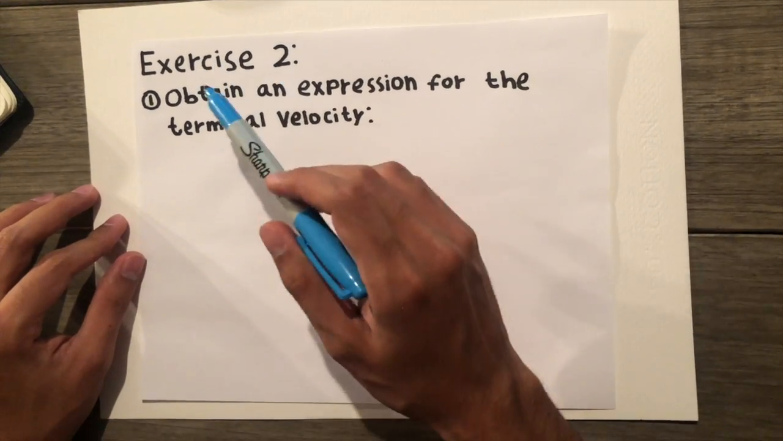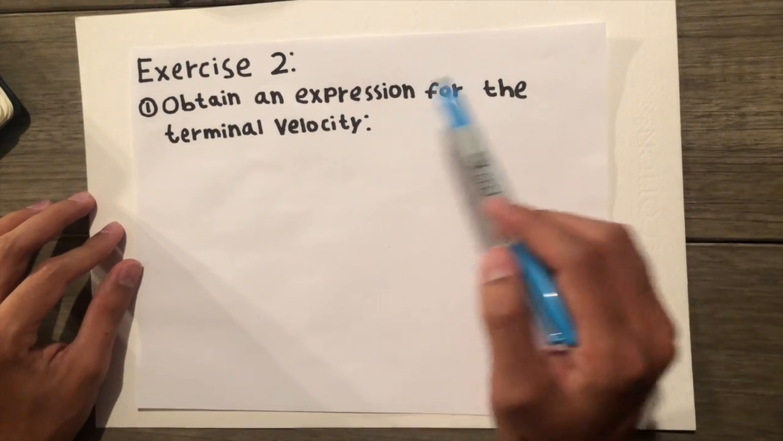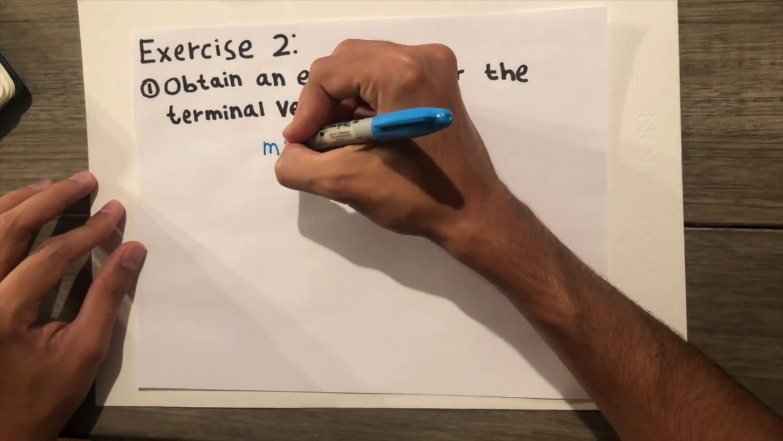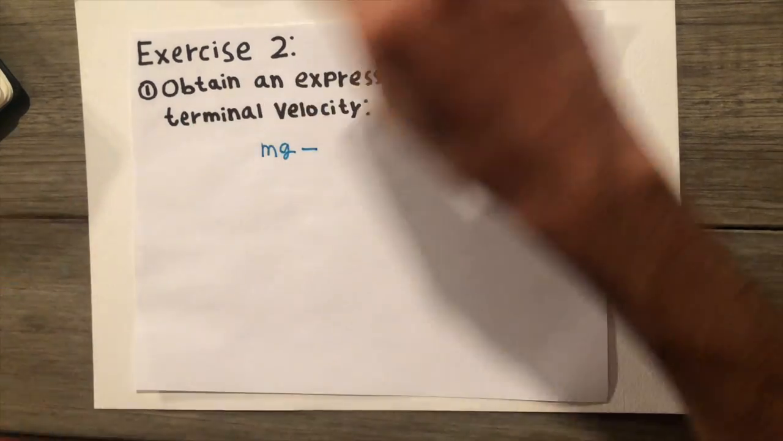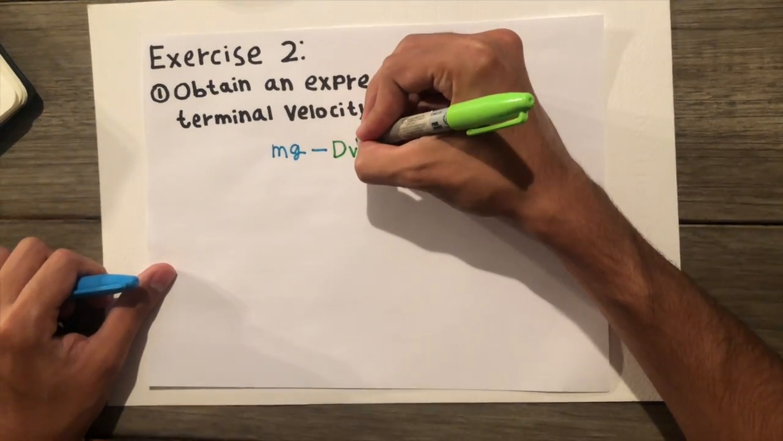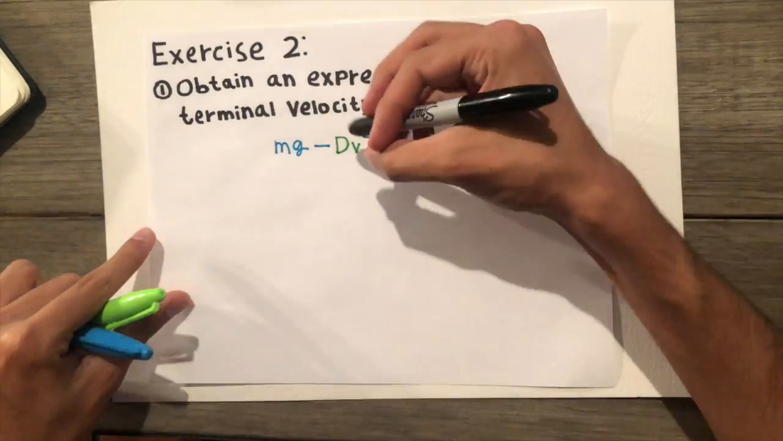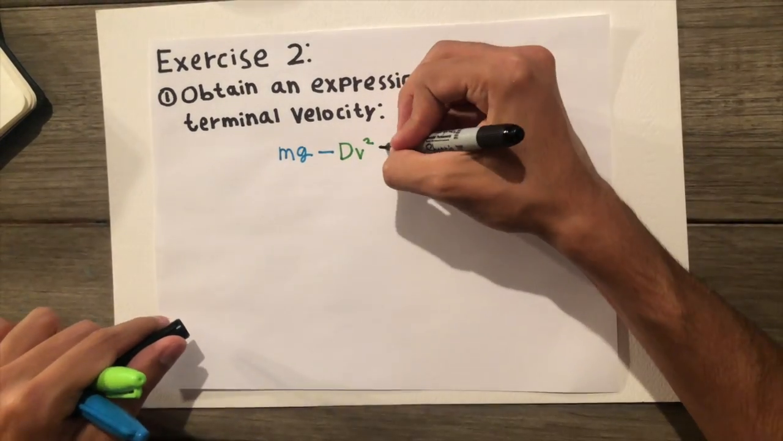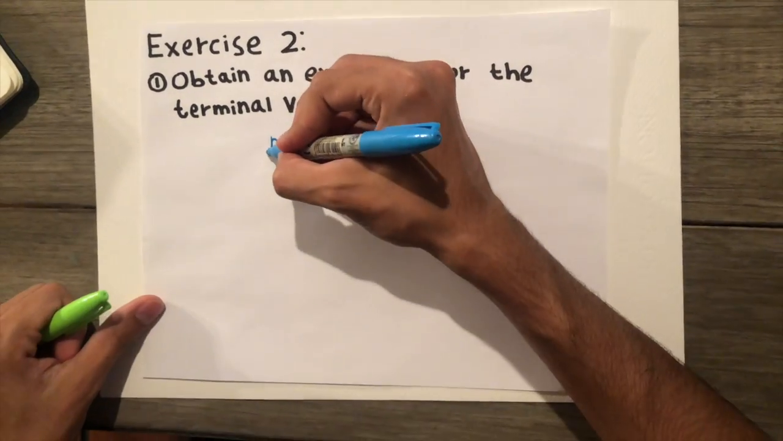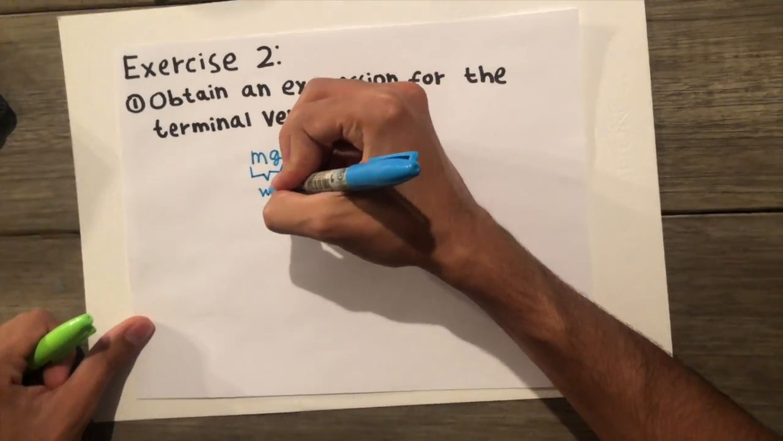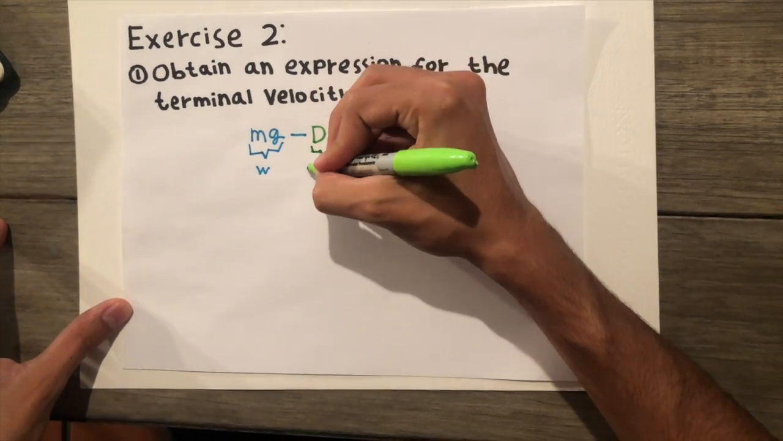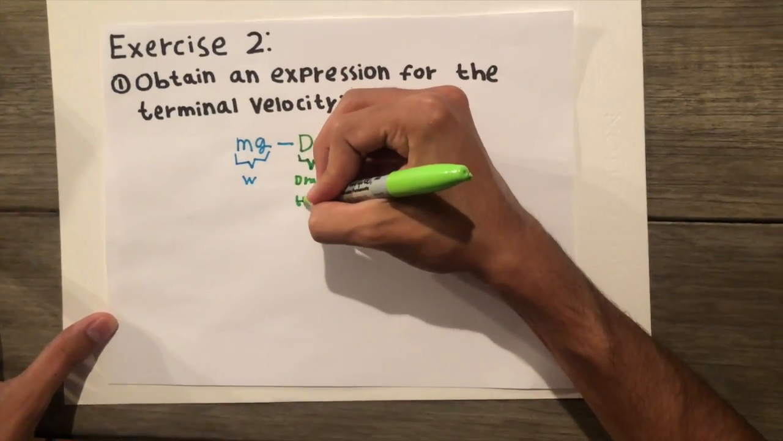For exercise 2, the first thing that we need to do is obtain an expression for the terminal velocity, given the formula mass times gravity minus the constant d times the velocity squared, and this is equal to 0. Here on the left, we can see that we have the weight, and here on the right we have the drag term.